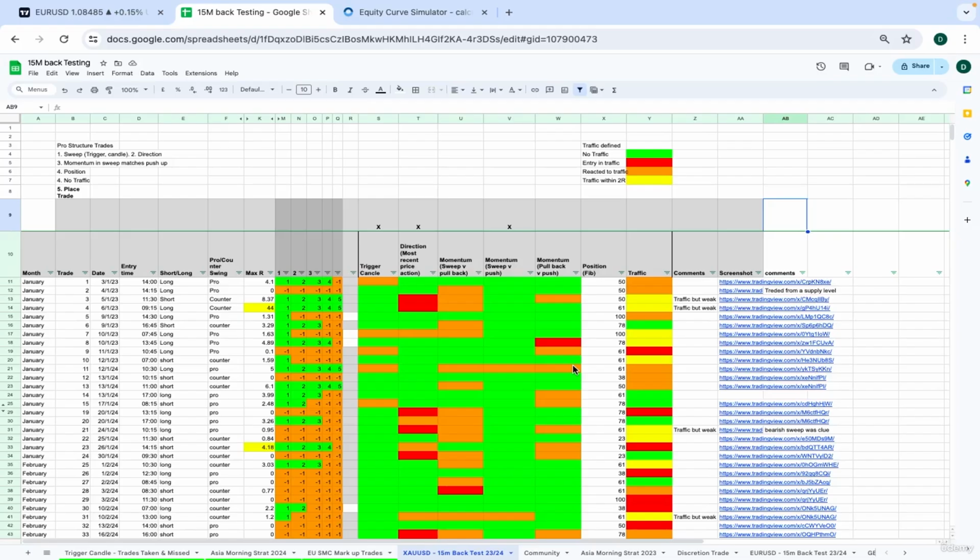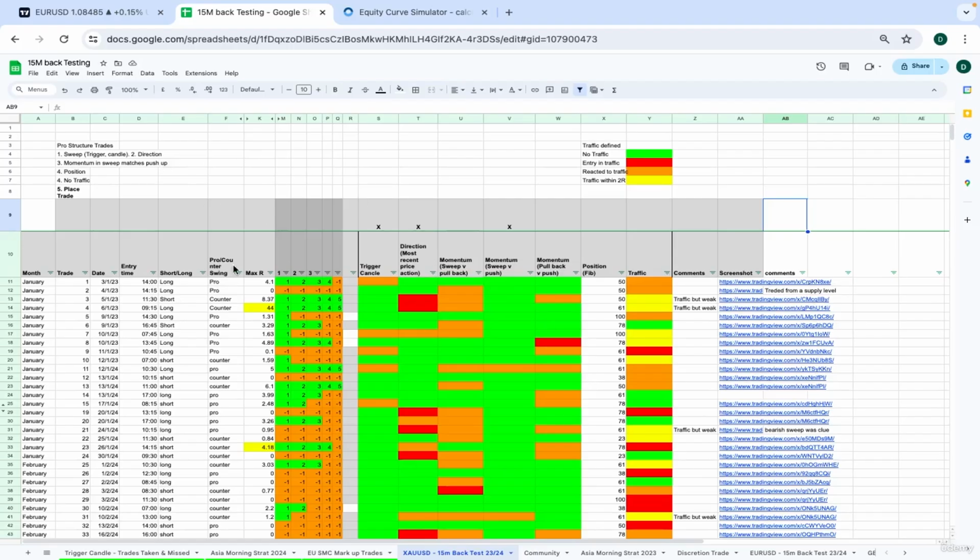How well does the strategy perform in certain sessions? Frankfurt, New York, London. How well does it perform in certain conditions or situations? So, for example, let's say we have a trigger candle sweep, we have direction, we have momentum, but we're in traffic. How well does the strategy perform in that scenario? So I'm going to talk you through my data sheet. We'll go through a few examples and I'll show you what you can do with some of those key figures once you have them. And once we've done, you'll be able to download a blank Excel data collection sheet below this video. So let's get into it.